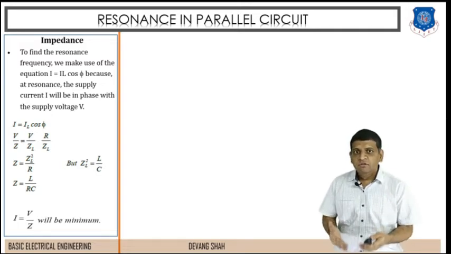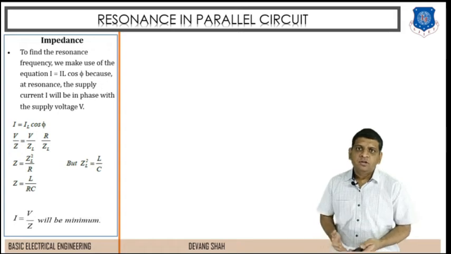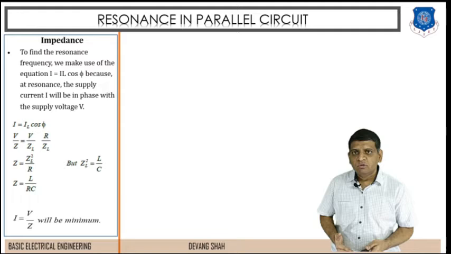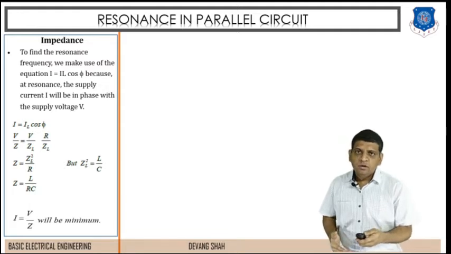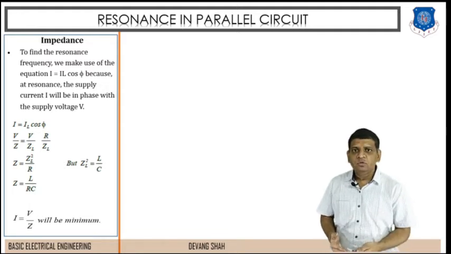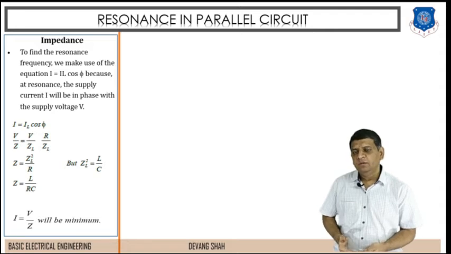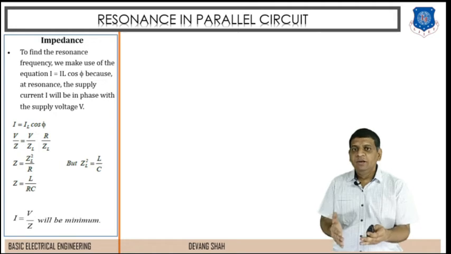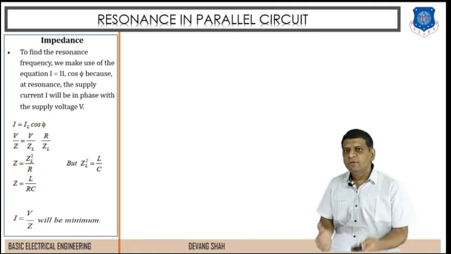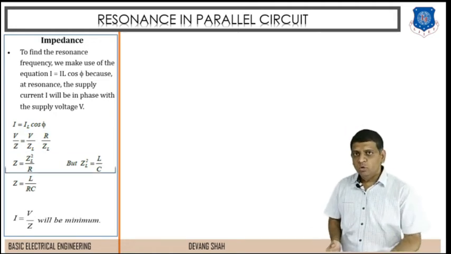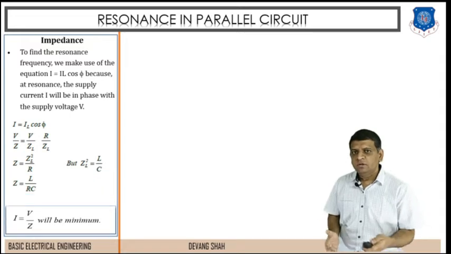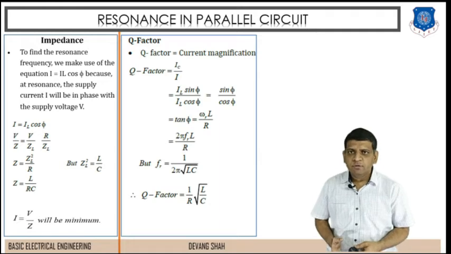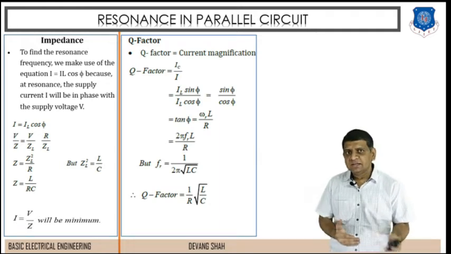That means the value of impedance depends on the value of the inductor divided by the multiplication of the values of R and C. So here you can find I is equal to V by Z, and that will be the minimum. The current value is minimum because at resonance the value of Z is maximum. The value of impedance is maximum. You can go through all these equations one by one, and I is equal to V by Z will be minimum.